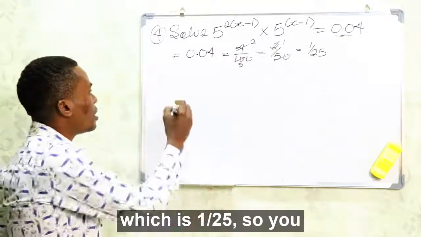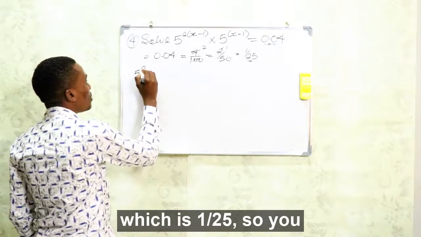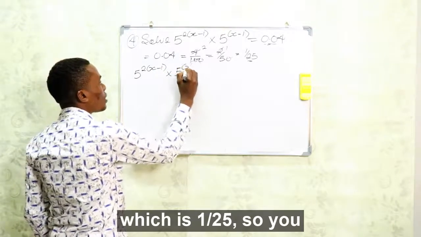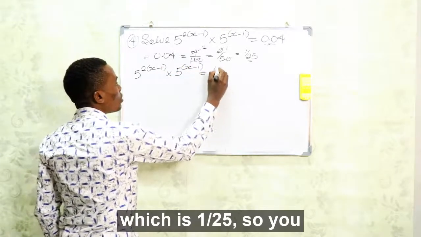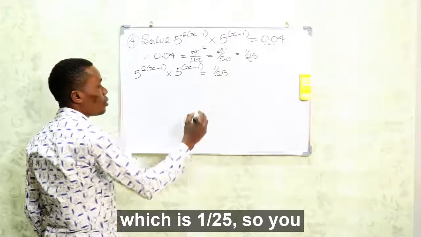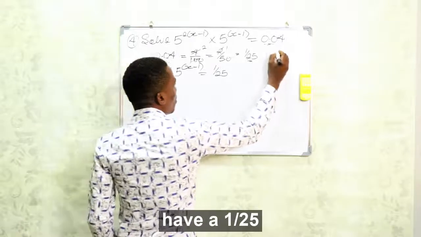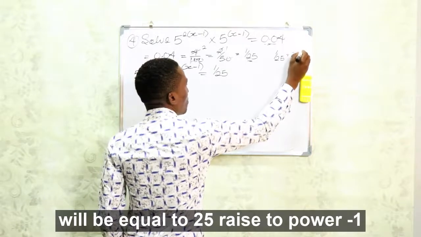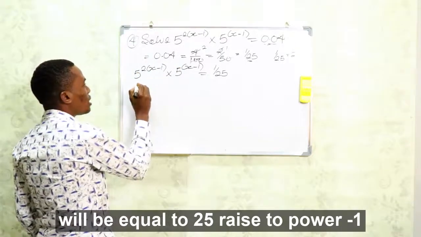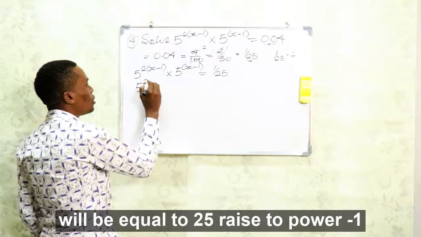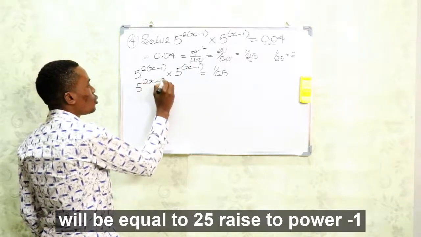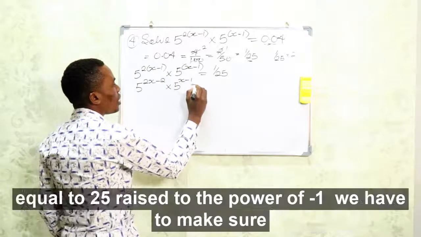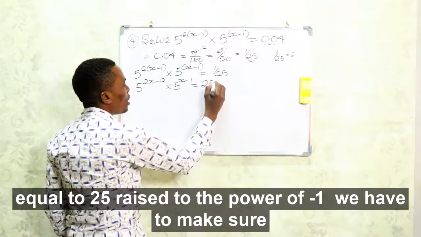Now we'll slot in that fraction there. And that will give us 5 raised to the power 2 into bracket x minus 1 multiplied by 5 raised to the power x minus 1 equal to 1 over 25. Now recall keynote 5. You have 1 over 25 will be equal to 25 raised to the power minus 1. So slotting that in, we'll have our 5 raised to the power 2x minus 2 multiplied by 5 raised to the power x minus 1 equal to 25 raised to the power minus 1.